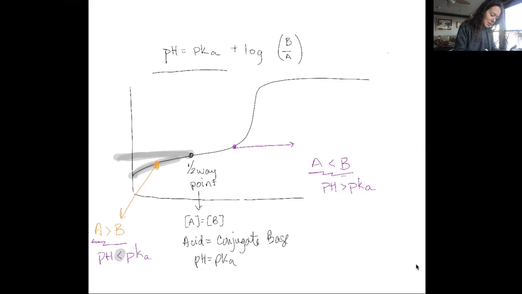If we were past the halfway point, I said equivalence point, I mean halfway point, then you see that our pH is now greater than the pKa, which is equal to the pH at the halfway point. Essentially, if B is bigger than A, then this goes up. And if A is bigger than B, then this goes down.